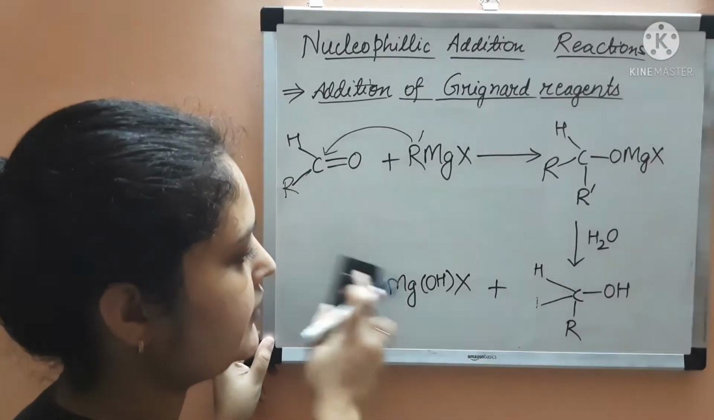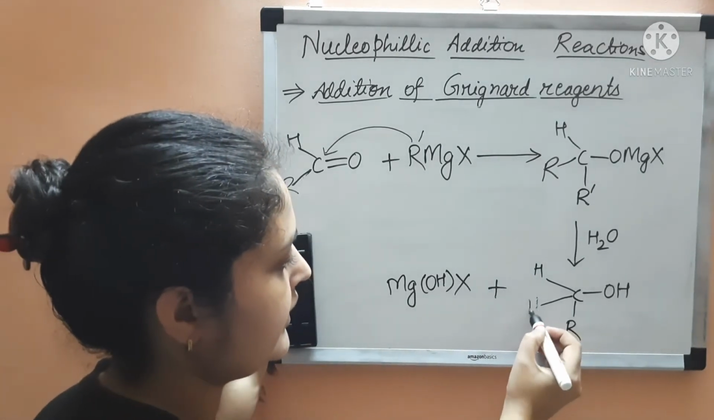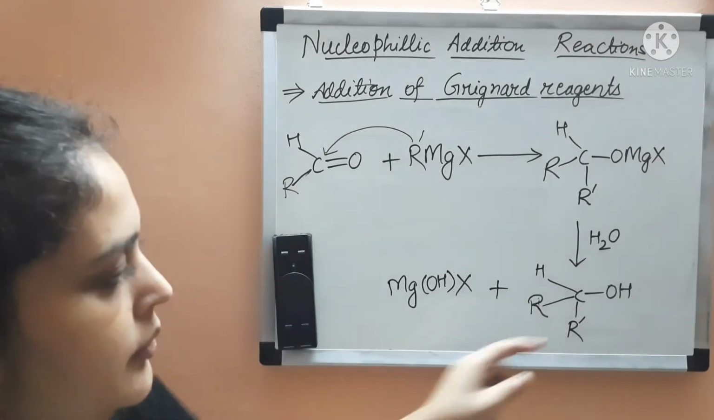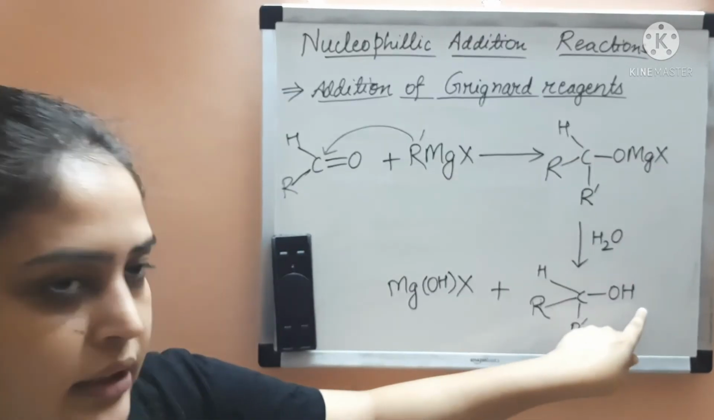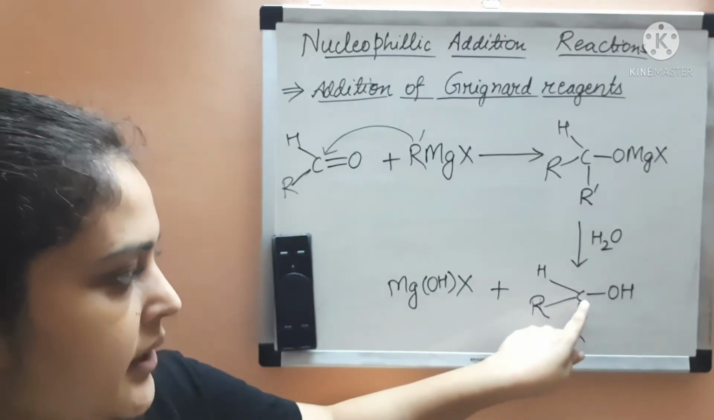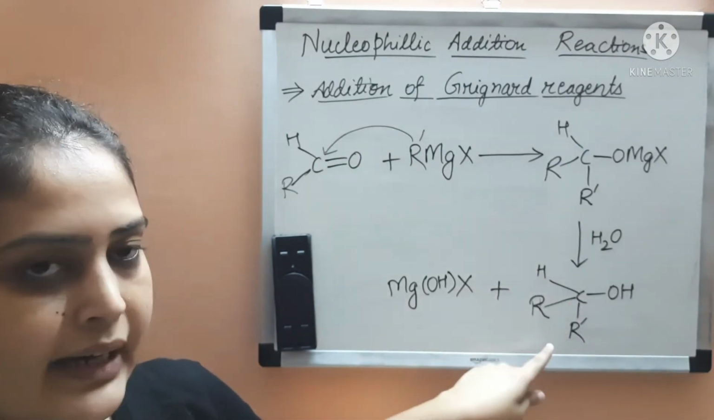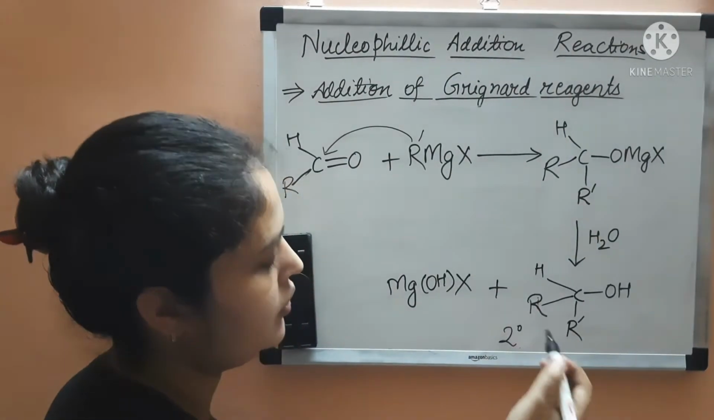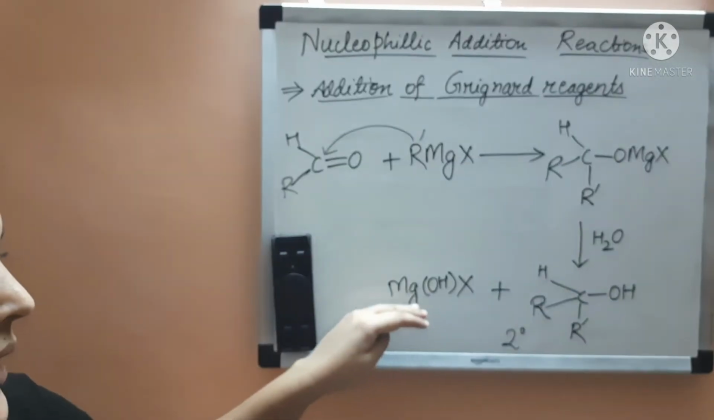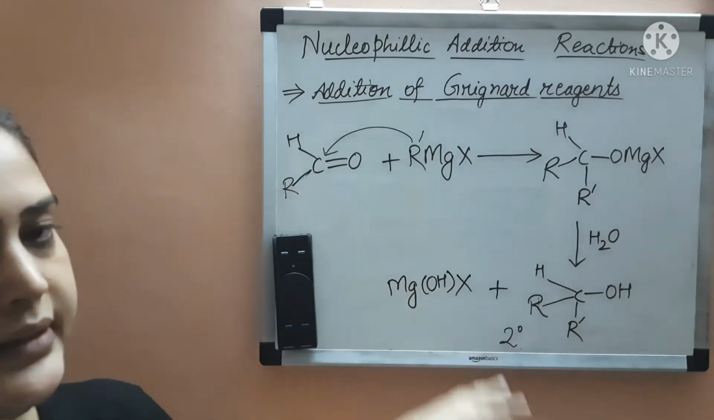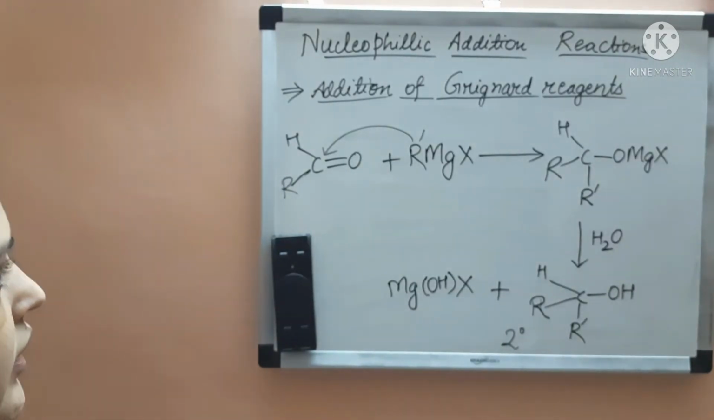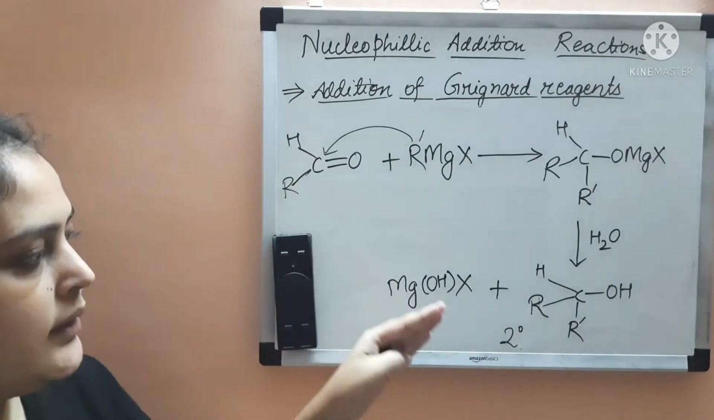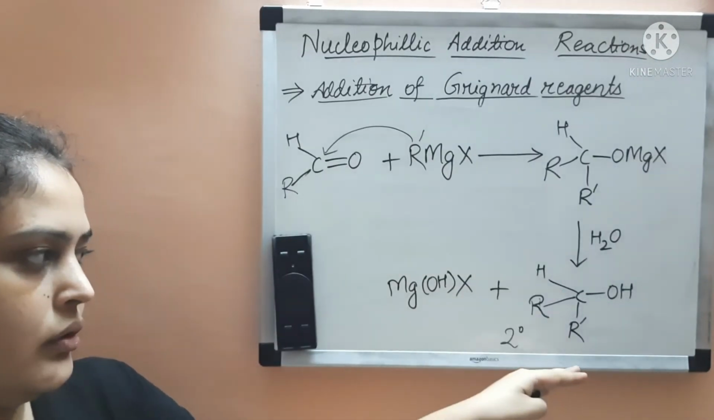You will get secondary alcohol. Because the hydroxy group is attached to the carbon atom to which two more alkyl groups are attached, so this is secondary alcohol. And MgOHX you will get as the side product. So what we conclude? With the aldehyde other than methanal, you will get secondary alcohol.